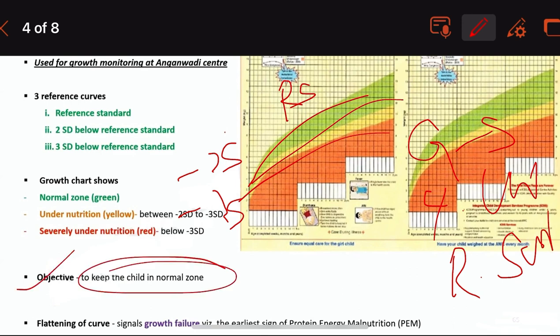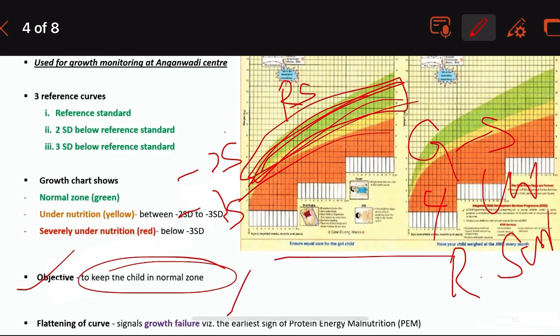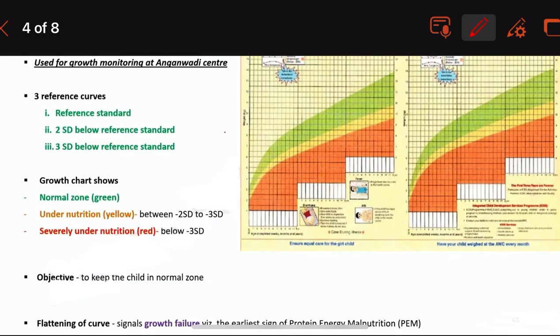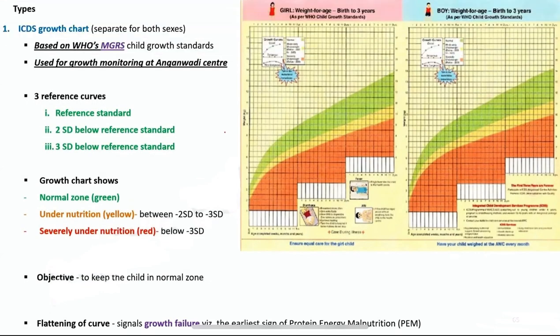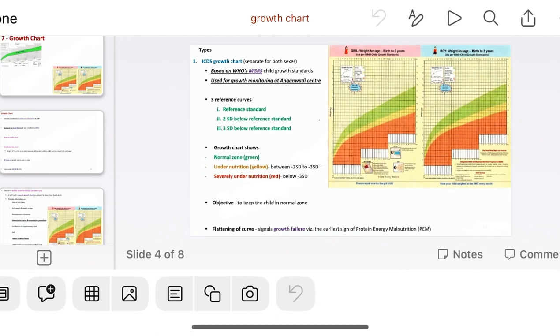What is the objective? The objective is that we have to keep the baby in the normal zone. And if flattening of the curve occurs, it shows that there is growth failure and the baby is heading towards protein energy malnutrition.